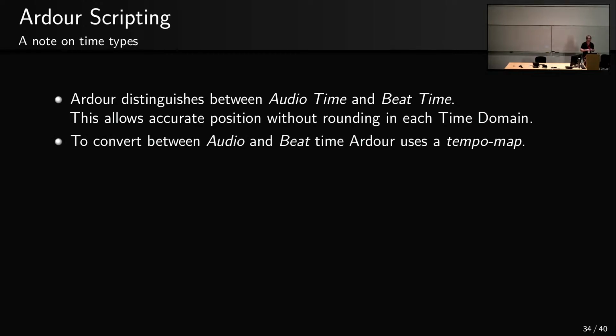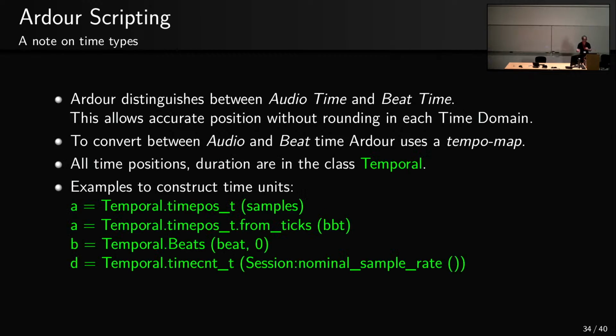To convert between them, there's an object called the tempo map. There's another one that you can retrieve from the session as a global variable. You can use different functions, they're all in temporal, to create a timepos from samples. There's one from ticks, which is bar-beat time for music time. One dedicated to beats itself, which is independent of how long your measure is. Bar-beat-ticks depends on your music meter, and in beat time a beat is always 1 beat.